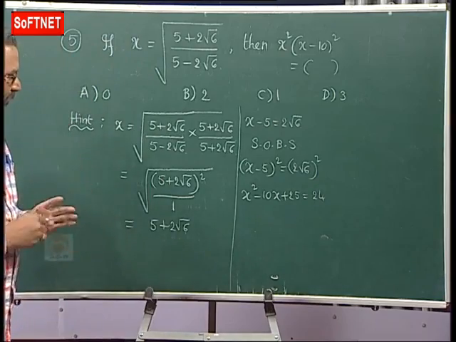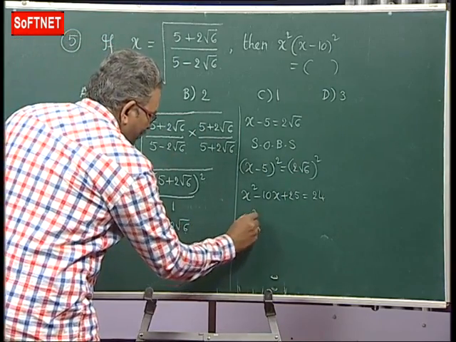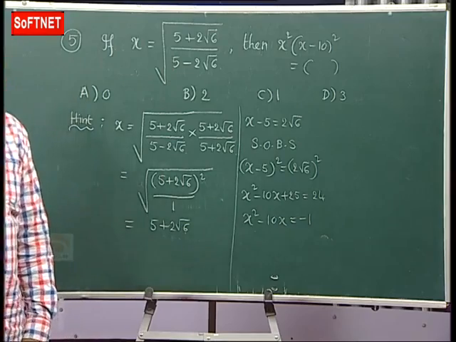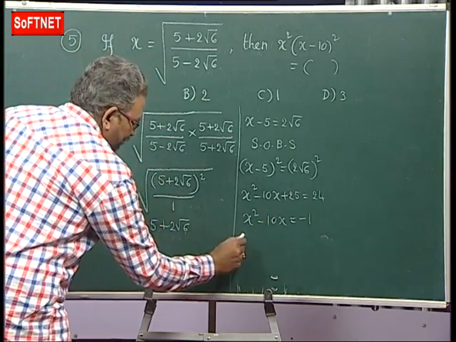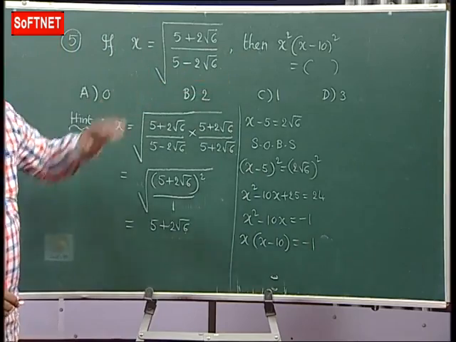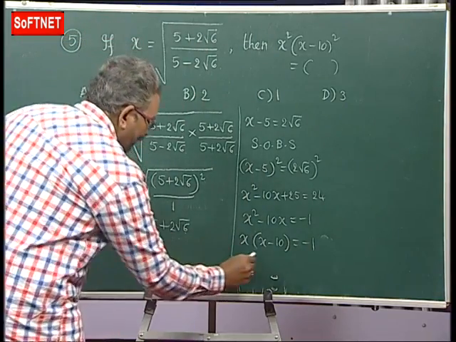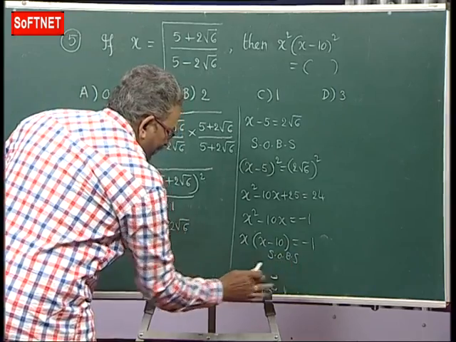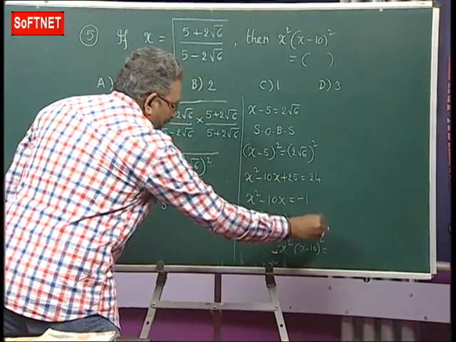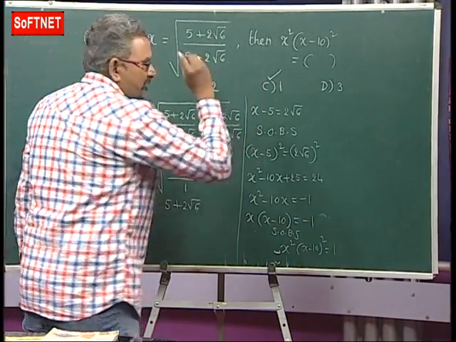Now in this case just you do one thing, transpose 25 that side, that means shift. So x square minus 10x is equal to 24 minus 25, am I correct? Minus 1. Now bring x common, x into (x minus 10) is equal to minus 1. Now look there, what do you want? Square. Again square it. Squaring on both sides, x square into (x minus 10) whole square is equal to (minus 1) square, that is 1. So what is our answer? Yes, C is the right option.